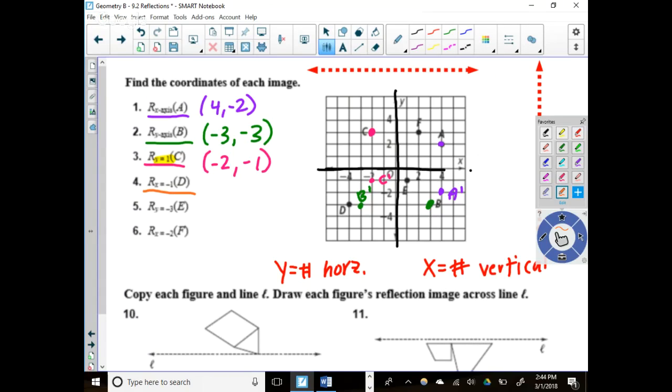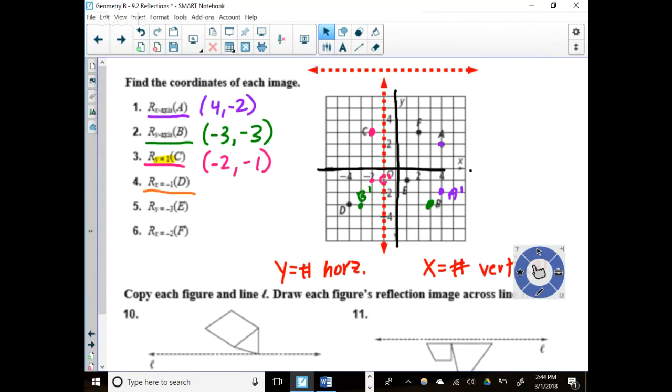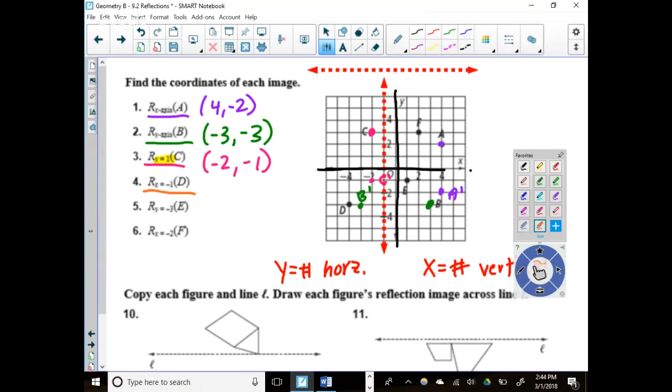Okay, next one. X equals -1. So what kind of line is that? It's a vertical line, so where that's going is where X is -1. So this would be X is -1 right there. Okay, and we are doing D, which is right here.